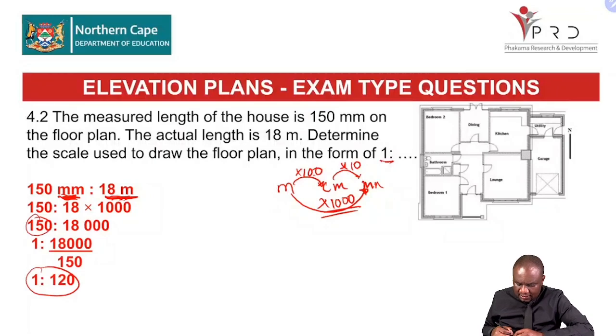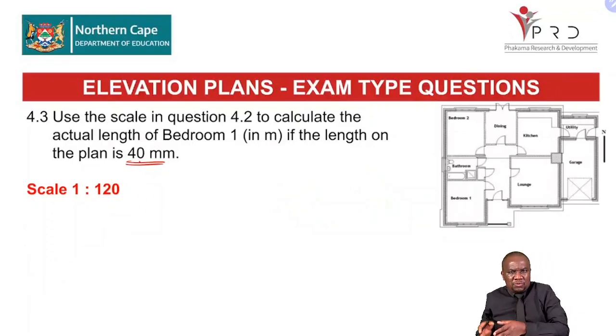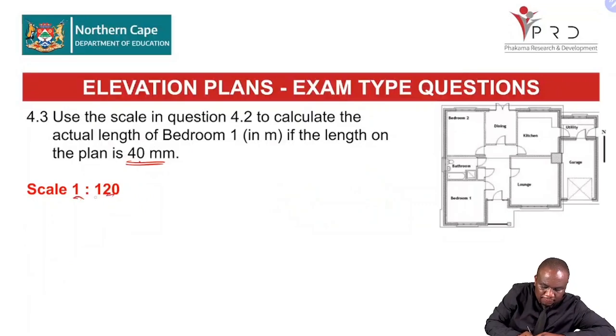Okay, right. And then now we're using this scale to find the actual length. If the length of the bedroom in the plan is 40 millimeters, so what we do, like we said, 1:120. What about 40? 40 times 120. Just like we did with the previous one. Remember, I gave you an example of a tie. One tie, 100 rand. Two ties, 200 rand. 100 times 2. 3 ties, 100 times 3. So same thing here, 1:120. So 40 will be 40 times 120.